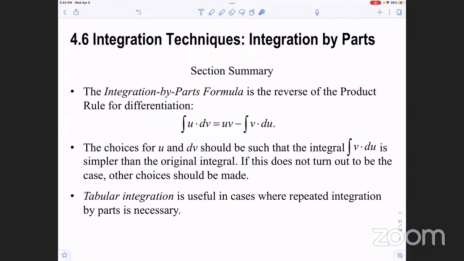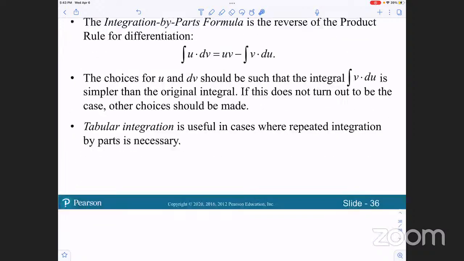So integration by parts formula is the reverse of the product rule for differentiation, right? The choices for u and dv should be such that the integral of v du is simpler than the original integral. If this does not turn out to be the case, other choices should be made. Tabular integration is useful in cases where repeated integration by parts is necessary. Right? Okay.